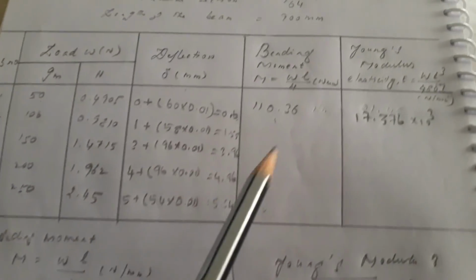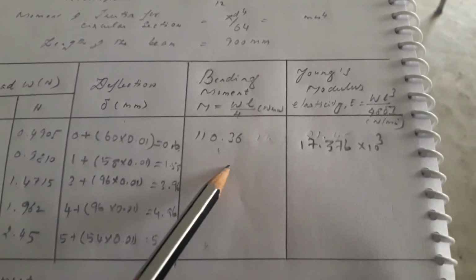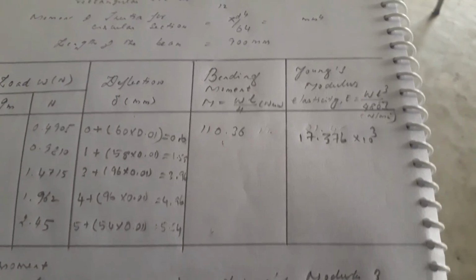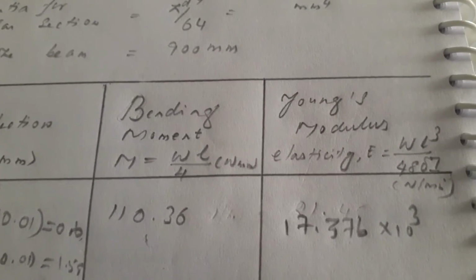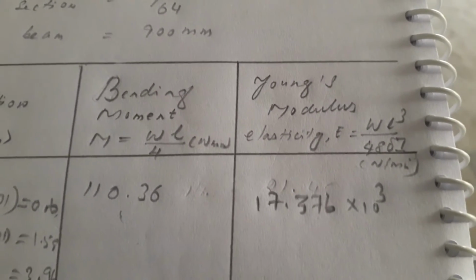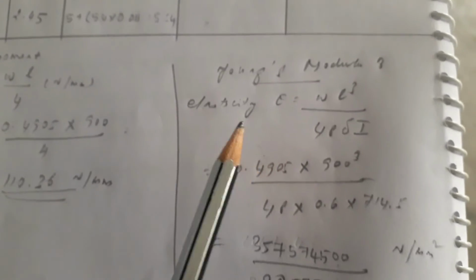Okay, so you should substitute all the values in this table. After calculating, all the values should be filled in this tabulation. Then go to Young's modulus of elasticity. E is equal to WL cube divided by 48 delta I. So I means moment of inertia, L means length of the span, already told, W means load. Okay, see this formula. So this is a sample calculation for the first reading.